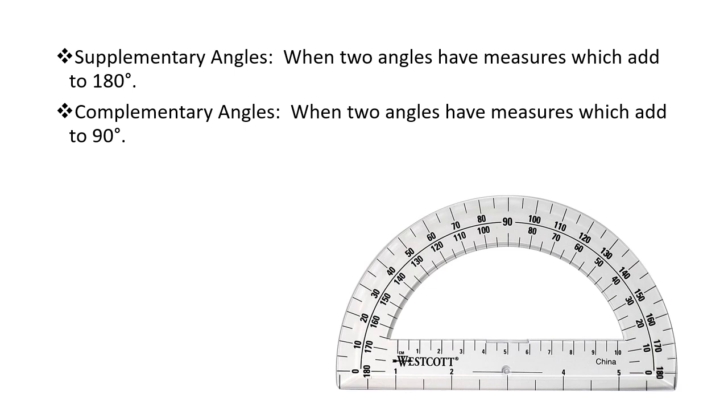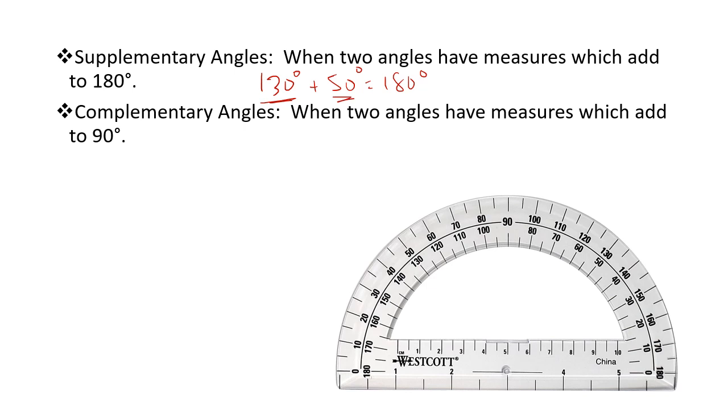Now, we also have supplementary angles and complementary angles. We're going to look at two different ways to think about these, and we'll start with supplementary angles. The book definition says when two angles have measures which add to 180 degrees. So, for example, 130 degrees and 50 degrees make 180 degrees. So these two angles are supplementary to each other.